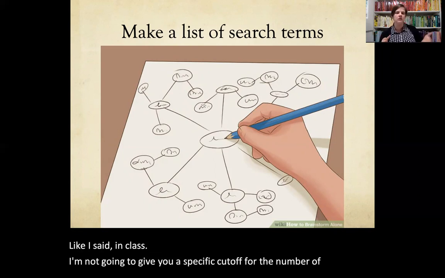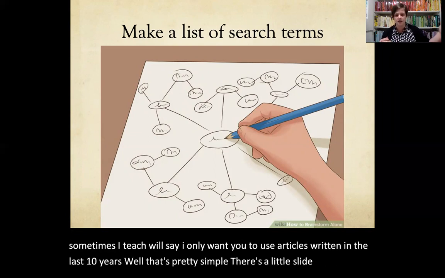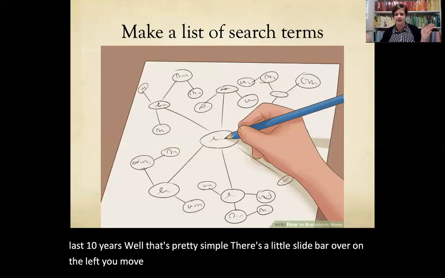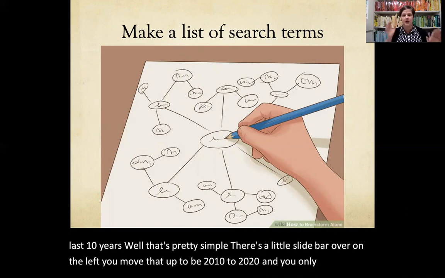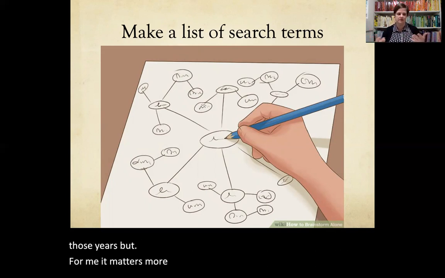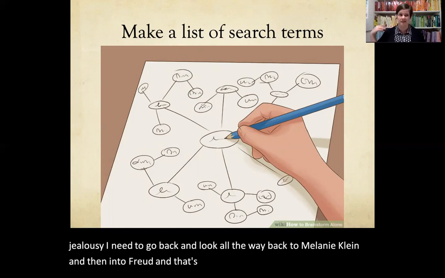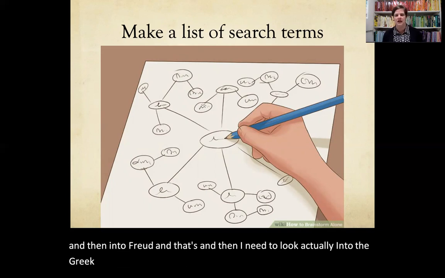Sometimes a teacher will say, I only want you to use articles written in the last 10 years. Well, that's pretty simple. There's a little slide bar over on the left. You move that up to be 2010 to 2020, and you only search in those years. But for me, it matters more what your question is. So when I research jealousy, I need to look all the way back to Melanie Klein and then into Freud. And then I need to look into the Greek literature, the Greek mythology on jealousy. So I have to cover thousands of years.